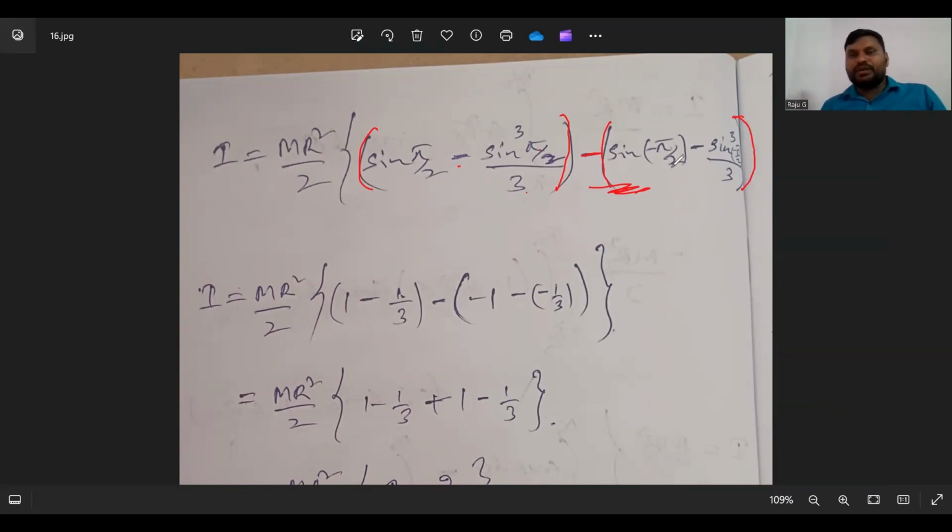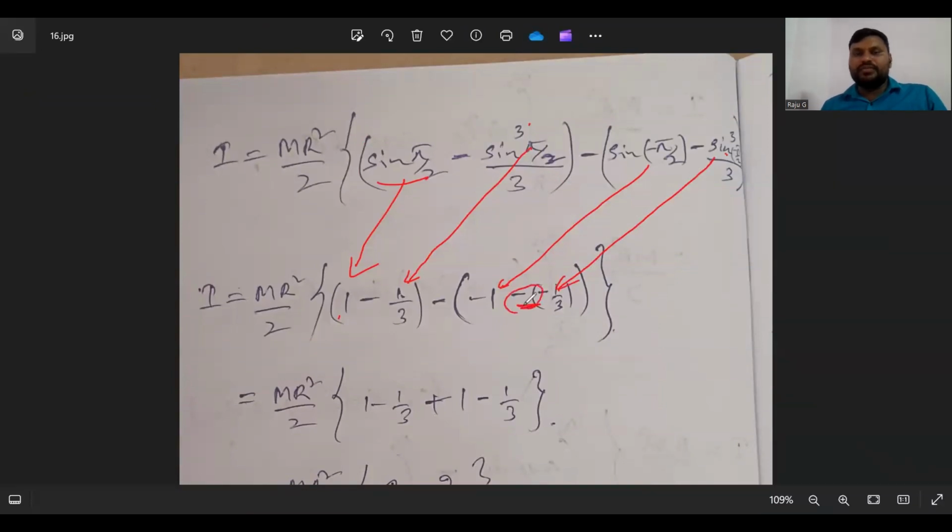The lower limit is minus pi by 2. So we are substituting sine of minus pi by 2 minus sine cube of minus pi by 2 here, divided by 3. Okay, now simplify all these things. Sine pi by 2 is 1, and sine pi by 2 is 1. 1 cube is again 1. 1 by 3 we will get here. And sine minus pi by 2 is minus 1, and sine cube of minus pi by 2 is again minus 1. Minus 1 by 3 we will get. And this minus will become plus.